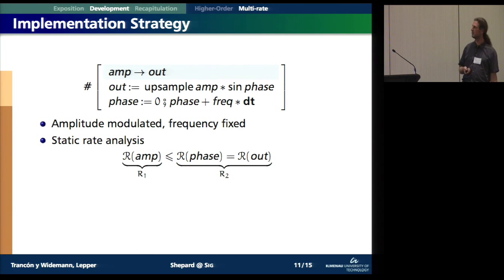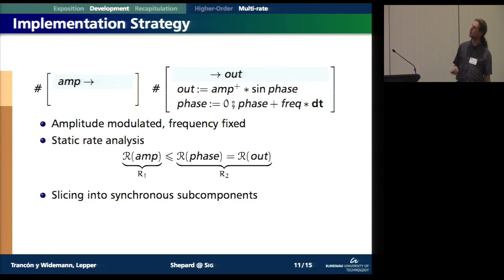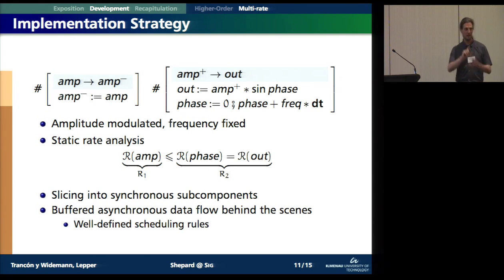Then next we do static analysis of the rates for the variables in the system, and we find that, of course, the amplitude rate must be less or equal to the rate of phase and out, which are synchronized. And then, when the analysis is done, we slice the program, this component, into the synchronous parts. So for this component, we get this part, which just consumes the amplitude and does nothing visibly, operating at R1, and this part, which uses the amplitude and does the rest of the computation at the higher rate R2. And the data flow happens magically behind the scenes by some sort of asynchronous buffer. So amp minus and amp plus are just the writer and the reader side of a single value buffer, and it's of course possible to read at a faster rate than you write. This is hidden from the user, and then there are some well-defined scheduling rules that keep you from nasty surprises and race conditions.